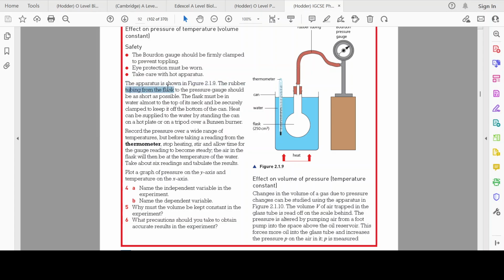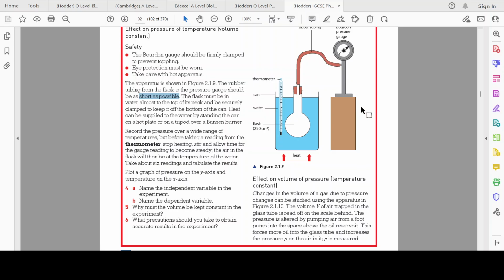The rubber tubing from the flask to the pressure gauge should be as short as possible. So there's air inside this flask. You cap the flask with a rubber bung. That's what it's called. There's a pipe coming out, and that's attached to this tubing that is going into the pressure gauge. It should be as short as possible.